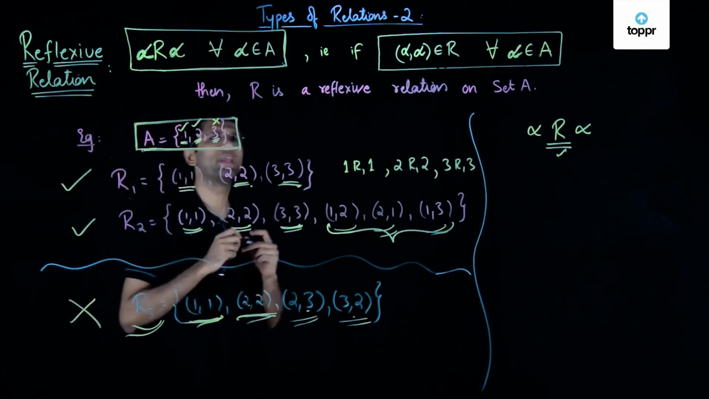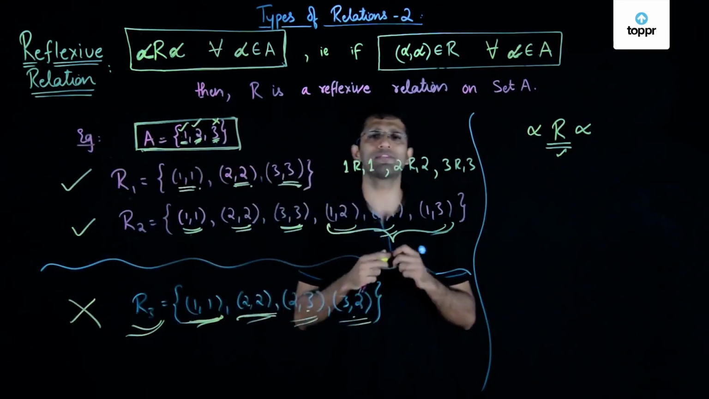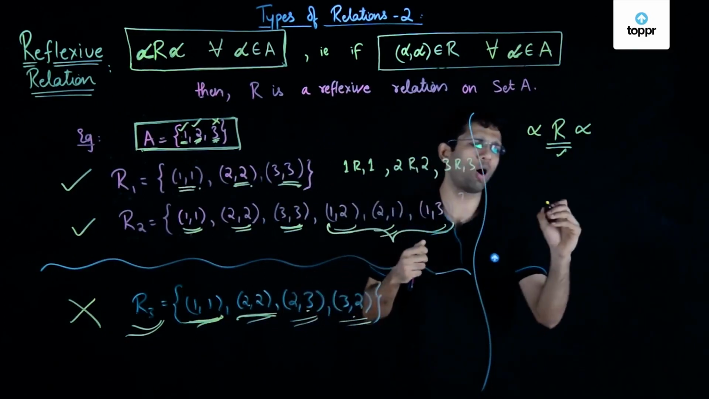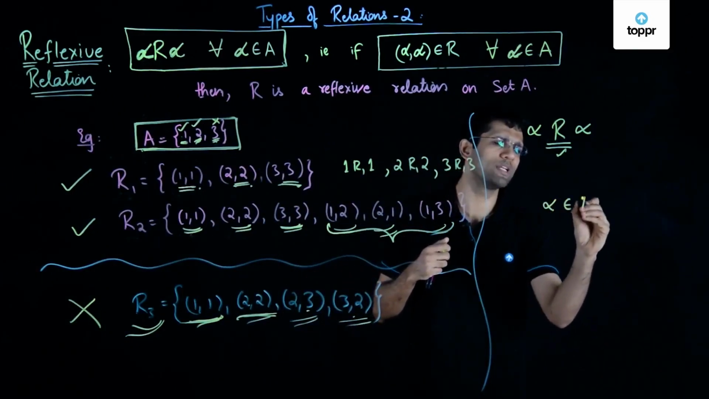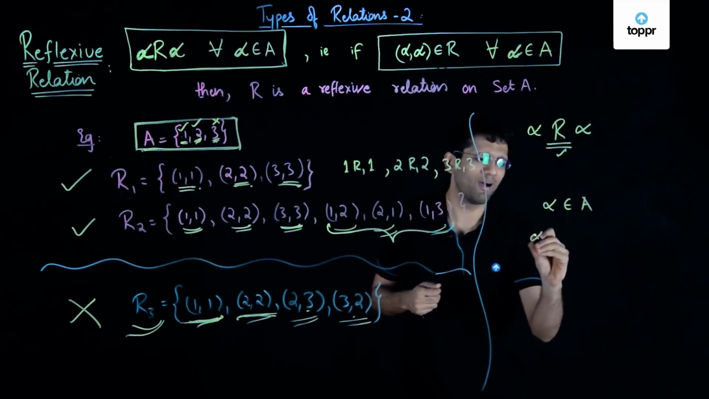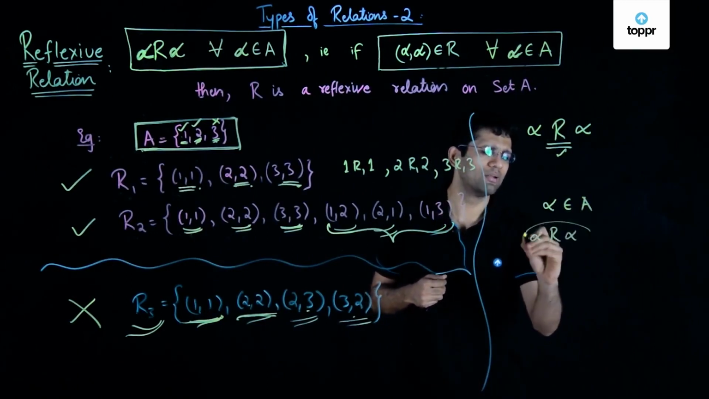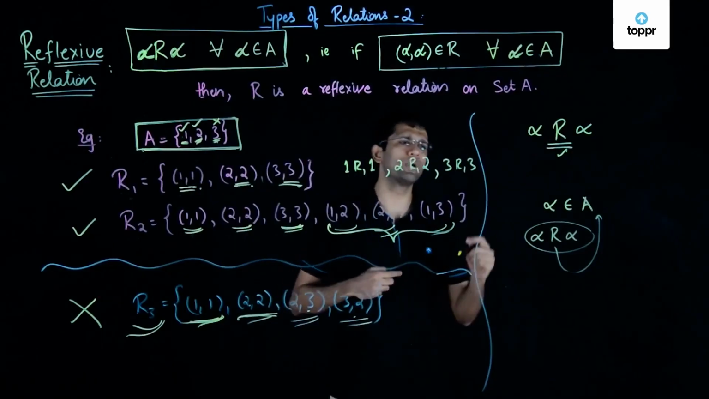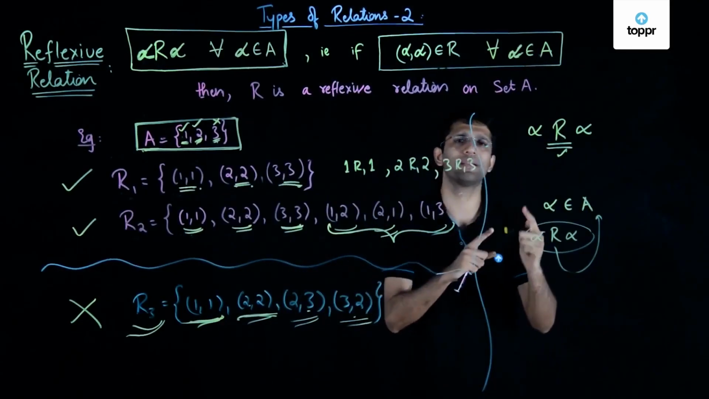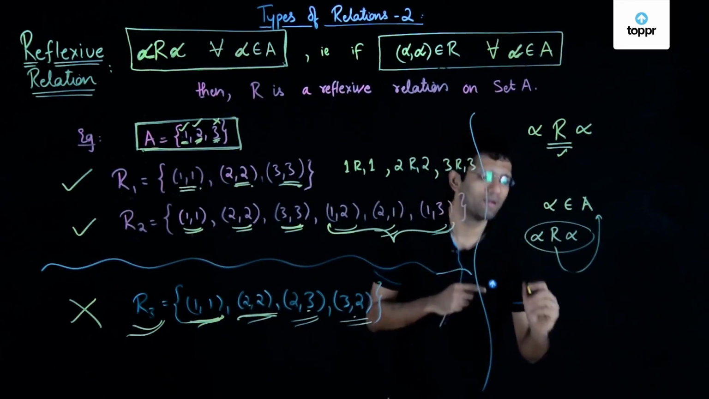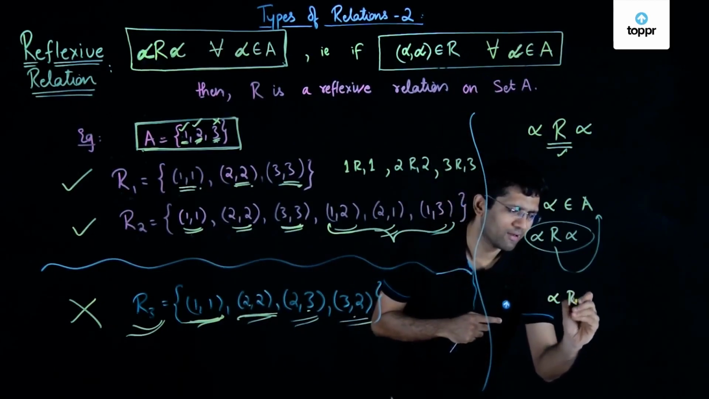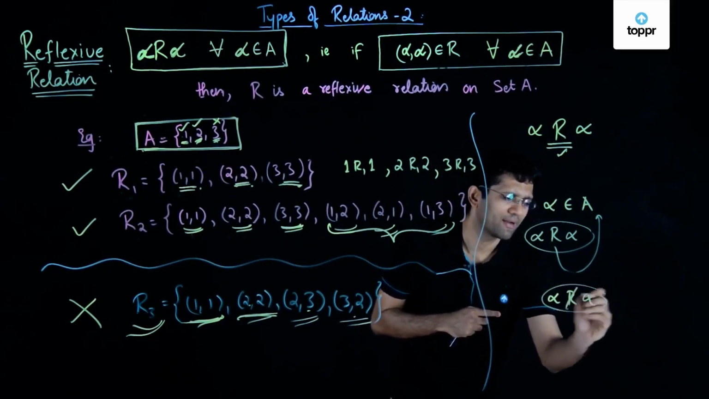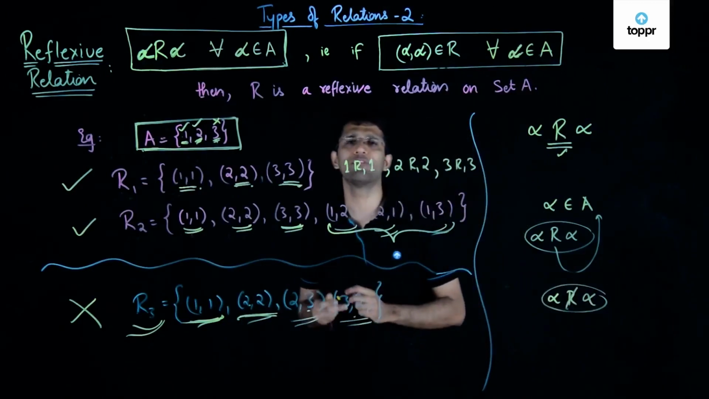So for a relation to be reflexive, it should satisfy the condition that for all elements alpha that belong to the set capital A, alpha is related to alpha. And another thing to note is, even if for one single element alpha of set A, alpha is not related to itself, then we say that the relation R is not reflexive on the set A.